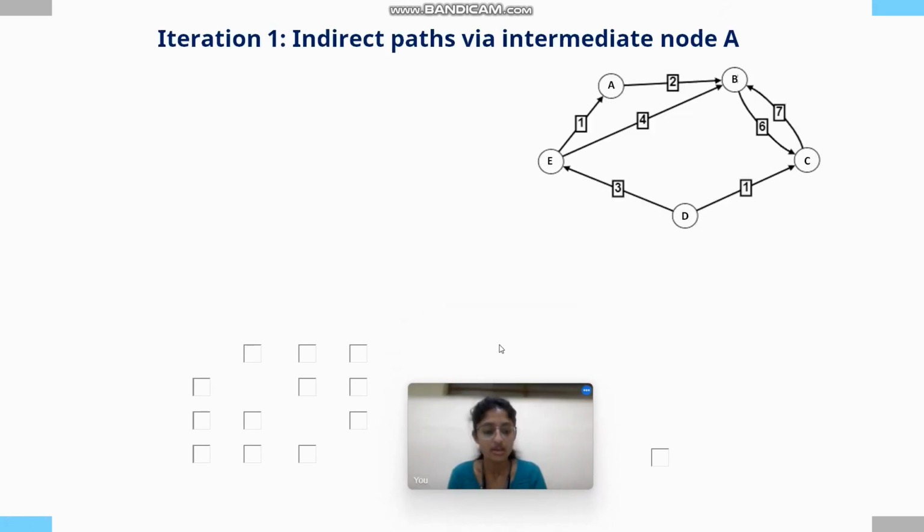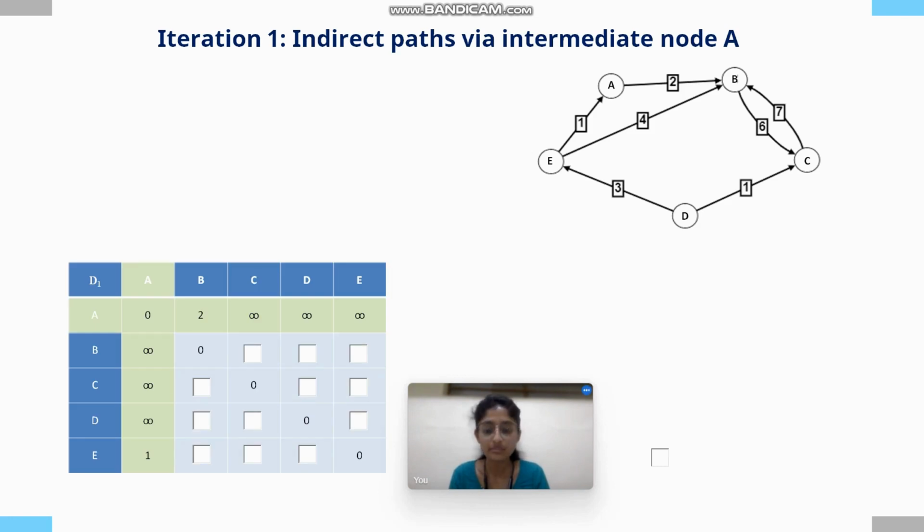Now we'll see, this is the example. Iteration 1 will be the indirect paths via intermediate node A. So this will be the distance matrix, and since we will not be finding any shortest paths through A for the edges that involve A, we will call it a pivot row or pivot column. So we will keep them as they are without any change. Similarly, for iteration 2, the second node will be the pivot column and the pivot row. Now, all the diagonals will be 0, as mentioned earlier, no change in that.